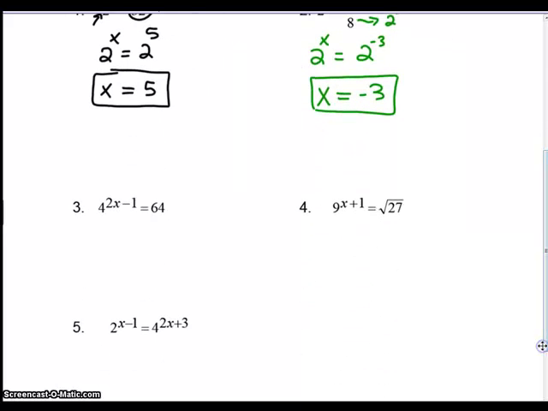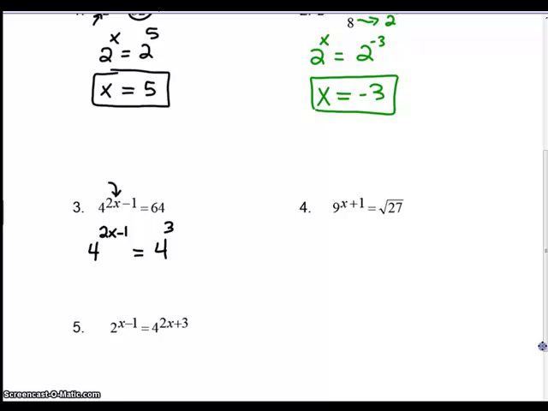Example number 3, we have a base of 4. The variable is in the exponent. So 4 to the 2x minus 1 power. We're going to rewrite 64 with a base of 4 and an exponent of 3. That's because 4 times 4 times 4 is equal to 64.